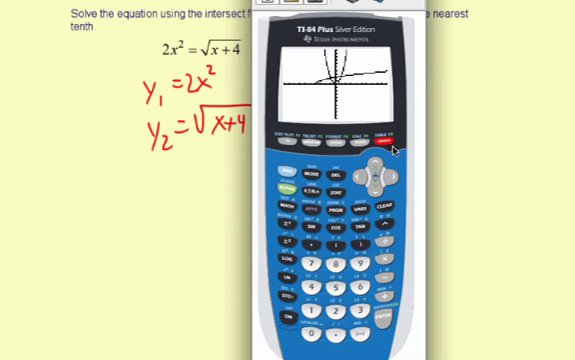Take a look. Now the 2x squared makes a parabola, and the square root of x plus 4 makes a square root graph, as you can see. And it looks like there are two intersections. So we're going to find the left intersection first, then the right intersection.